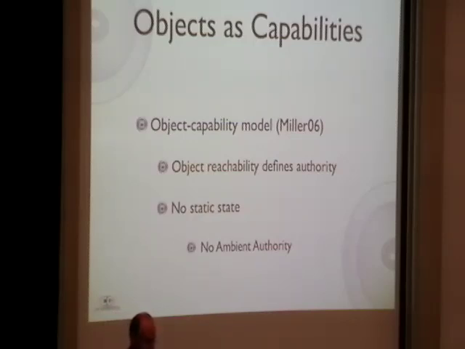Basically, in order to do anything in the real world to influence something, anything that could have an impact on the world, and therefore could have a negative impact, could be done maliciously and therefore needs to be controlled by security, you'd have to have an object that serves as a key to give you that authority. But what's critical here is that you don't have static state.